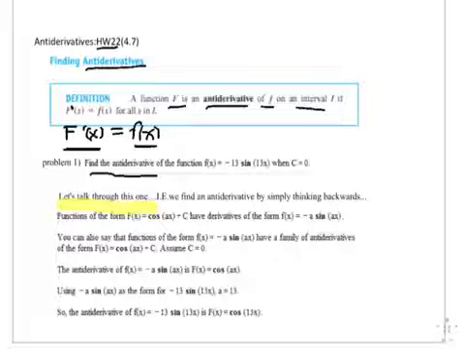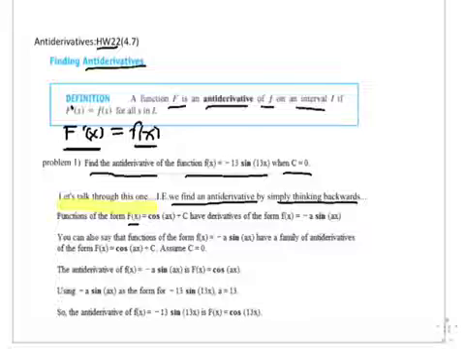Find the antiderivative of the function given when the constant is 0. So let's talk through this one together. I.e., we find an antiderivative by simply thinking backwards. Functions of the form capital F of x equal cos ax plus c have derivatives of the form f of x equals negative a sine ax. So you can also say that functions of the form negative a sine ax have a whole family of antiderivatives of the form capital F of x equals cos ax plus c. Assume the constant is 0.